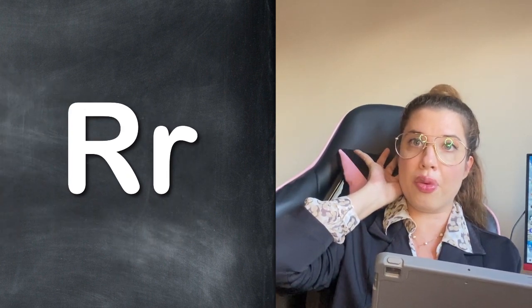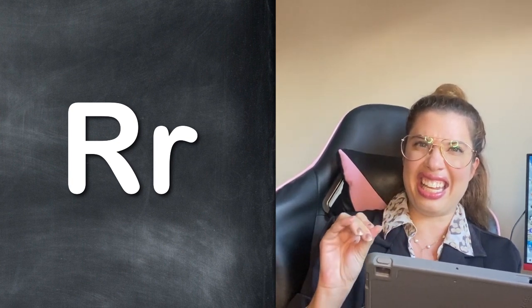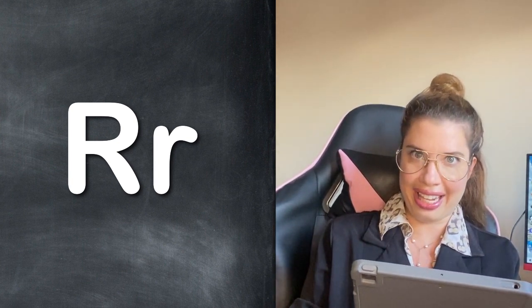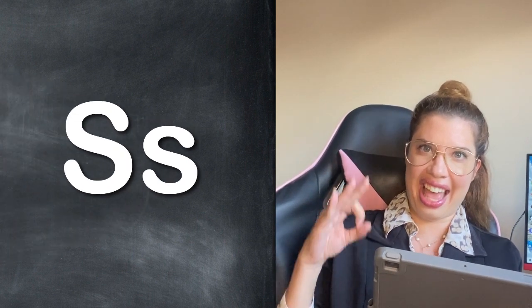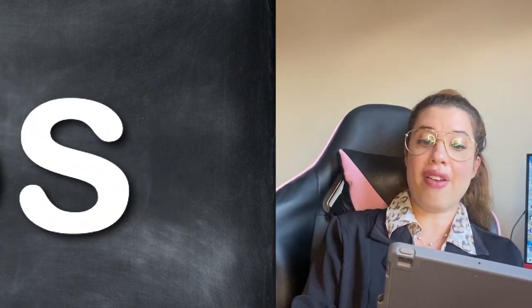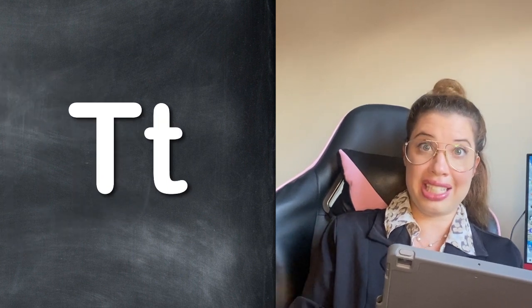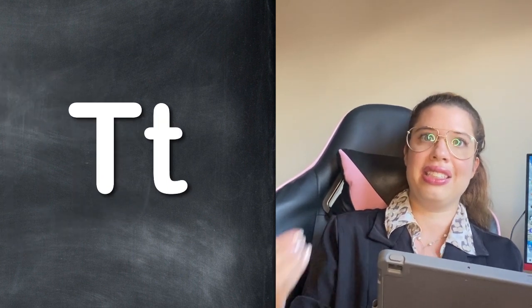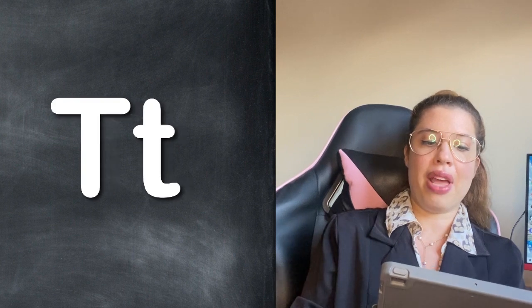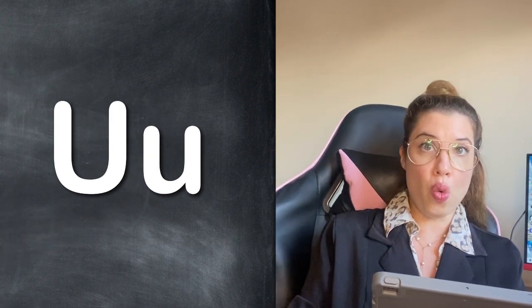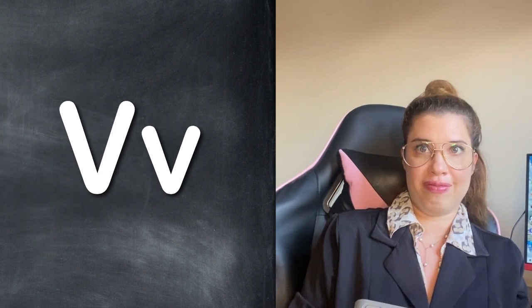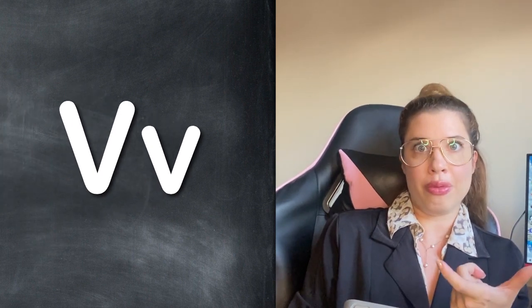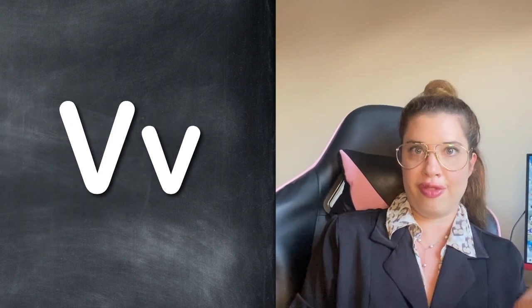Then we have R. Then we have S. Then we have T. And we have U, which is U. And then we have V, following the E rule, B, C, D, V.